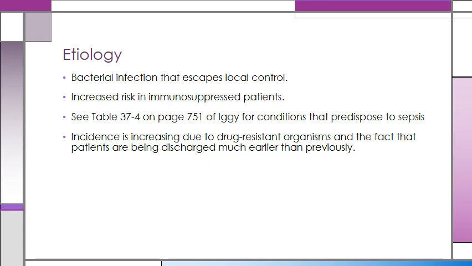The etiology of sepsis is bacterial infection that escapes that local control. Its increased risk is in immunosuppressed patients. And I refer you to the table in the textbook on page 751, table 37-4. Look at those conditions that predispose a patient to sepsis. It's worthy of noting and being aware of those. Incidence is increasing due to drug-resistant organisms and the fact that patients are being discharged much earlier than previously.